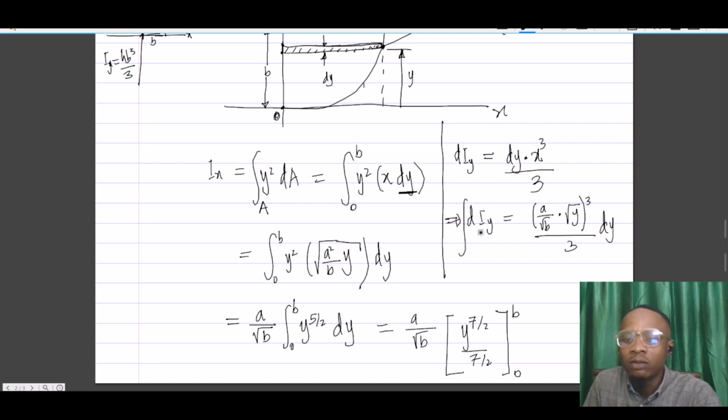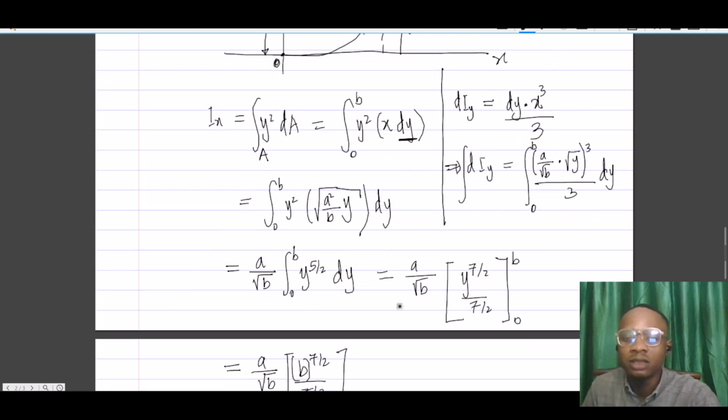So Iy will be the integral of this over the entire area. We're integrating with respect to y, and we know that over the entire area, y varies from 0 to b, as we have obtained it here. So this will be from 0 to b. When we integrate completely, it will give us our moment of inertia about the y-axis for the entire area. The integral of dIy is just Iy, and this will be equal to, so let's see what this gives us.